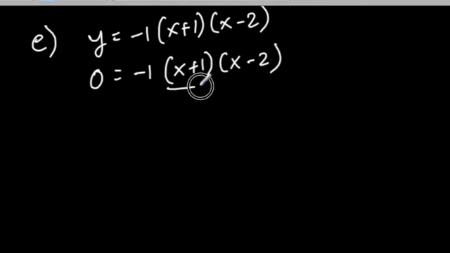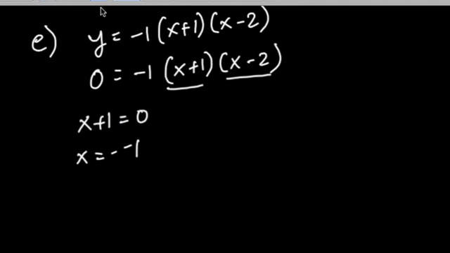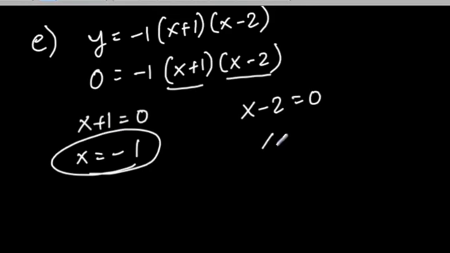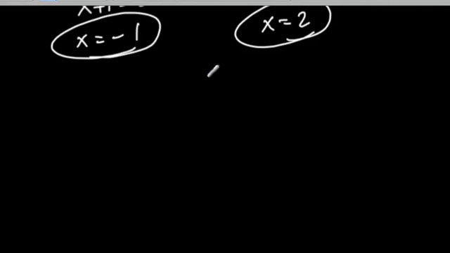So basically each of these can be set to 0. So x plus 1 is equal to 0, so x equals negative 1. That's one solution. And then we can use the second one. So x minus 2 equals 0, so x equals 2. And that's our second solution. F says to find the coordinate of the vertex.